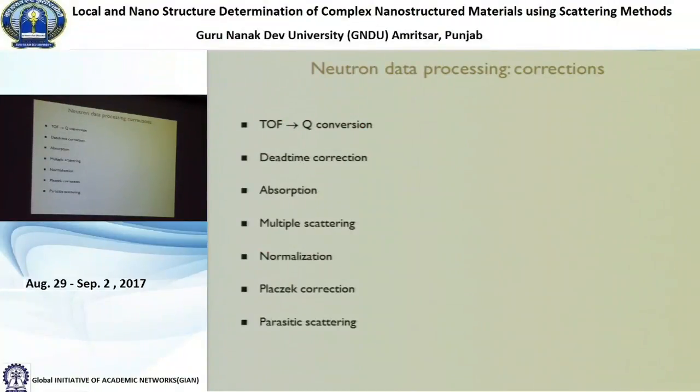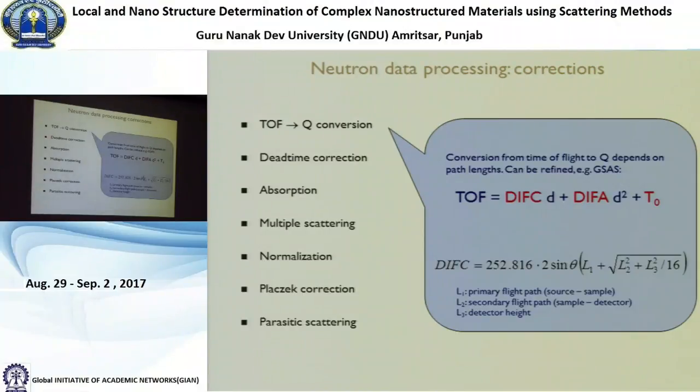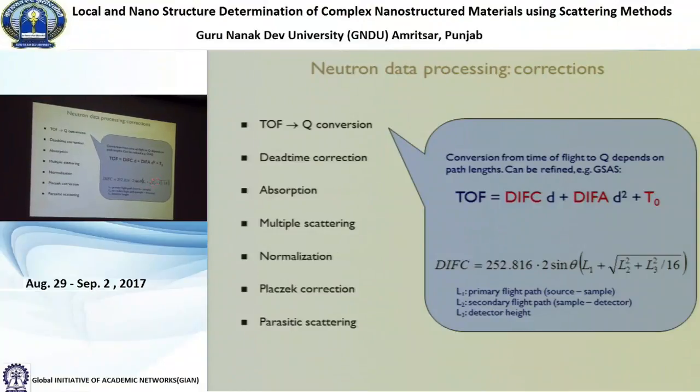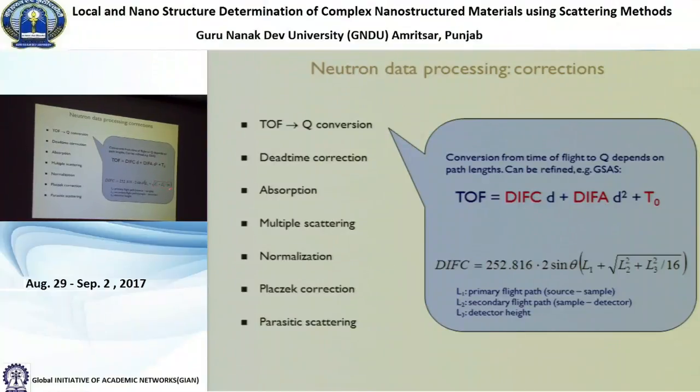So we can quickly run through these things. They're very similar to the X-ray case. The time of flight to Q conversion is relating the velocity and the distance to the time, which gives you the wavelength. And so it contains parameters like the primary flight path distance, the secondary and tertiary flight path distances, and this is a formula that's used to convert it to the Q.